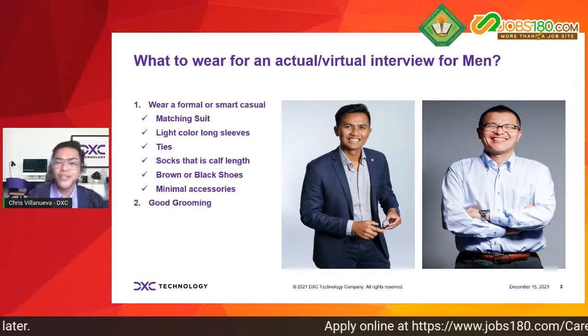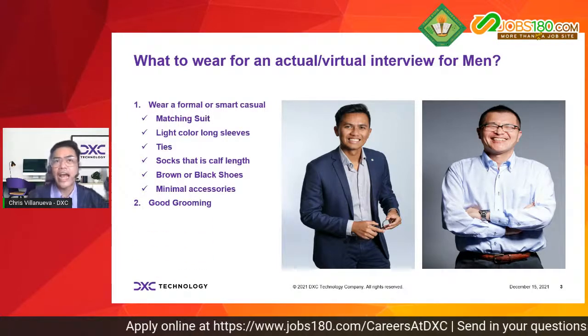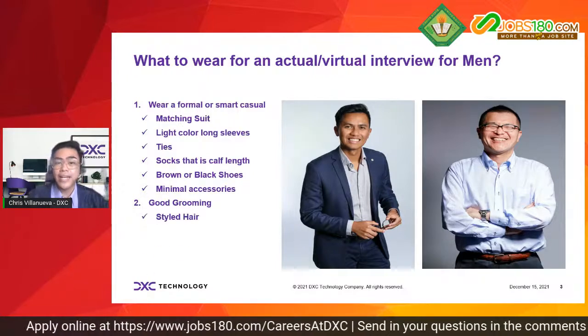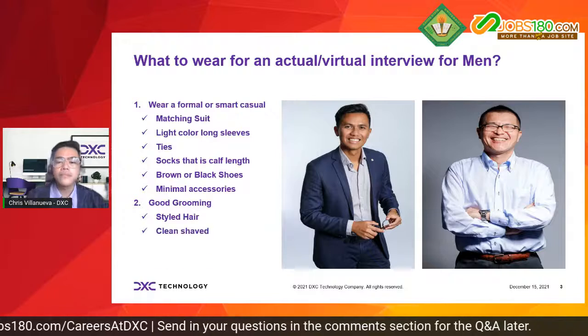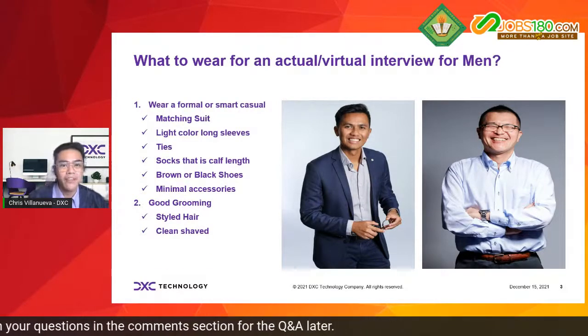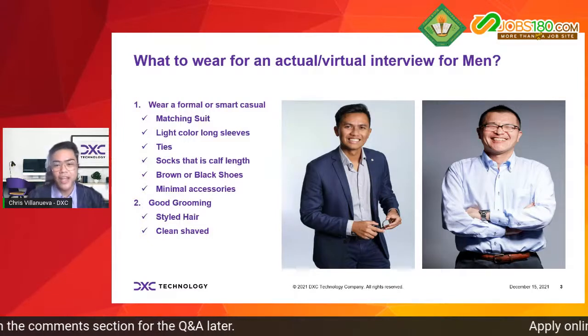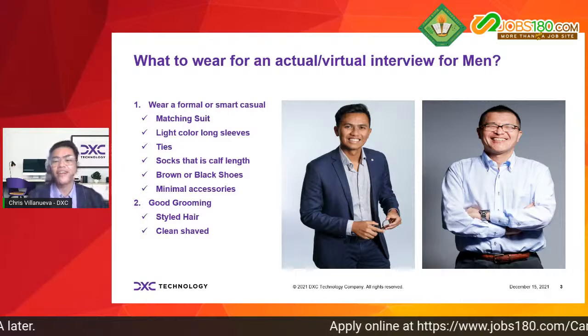So good grooming, of course, will be applicable more on the face-to-face or actual interview itself. So a styled hair or at least a properly groomed hair or comb, clean shave. For those guys who prefer to have beards and mustache, clean shave would be good. If possible, shave it all.